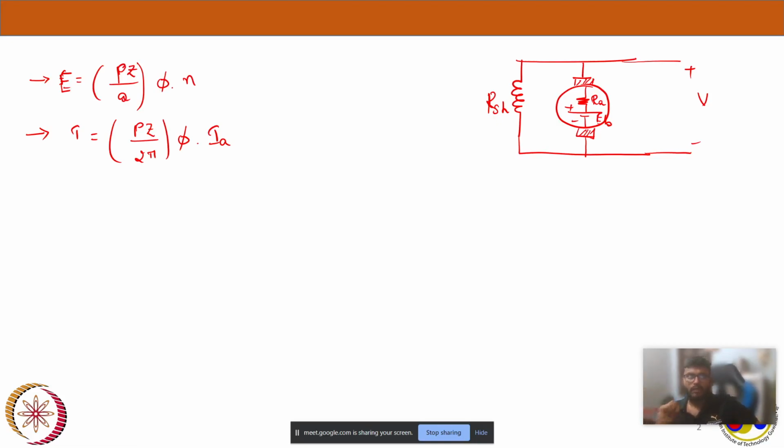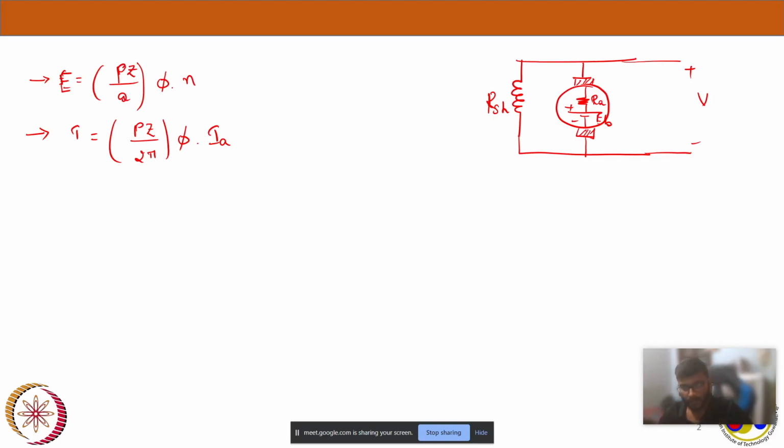Coming to the torque equation, it is Pz by 2 pi multiplied by phi multiplied by Ia. Here also Pz by 2 pi is a constant term, because poles, conductors and paths are constant, and 2 pi is a numerical value. This is multiplied by the flux generated as well as the armature current flowing through the armature winding. We started with these basic equations, and if you want the derivation, go back to the 8th week discussion, where we took a conductor, applied the force equations, and developed these equations.